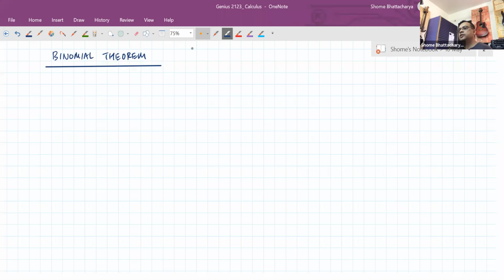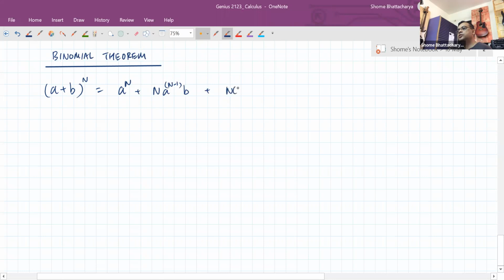So the binomial theorem statement is that the general expression of a plus b to the power n is a power series of this type: a to the power n plus n into a to the power n minus 1 b plus n into n minus 1 by 2 into a to the power n minus 2 b to the power 2 plus n into n minus 1 into n minus 2 divided by 3 into 2 into a to the power n minus 3 b cube plus a series like this that goes on. Okay.